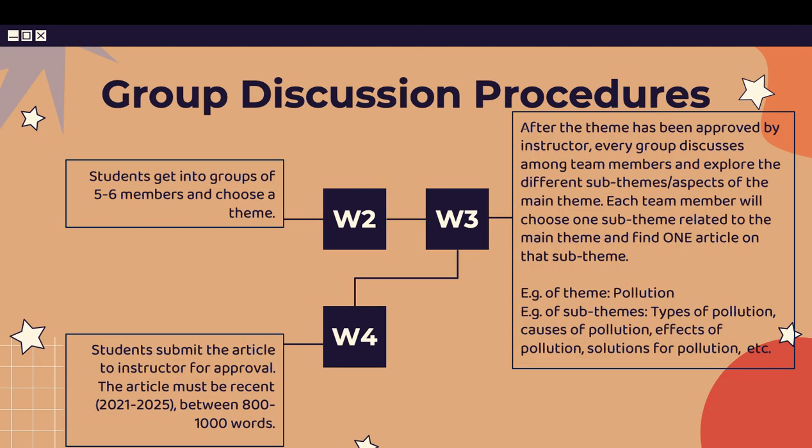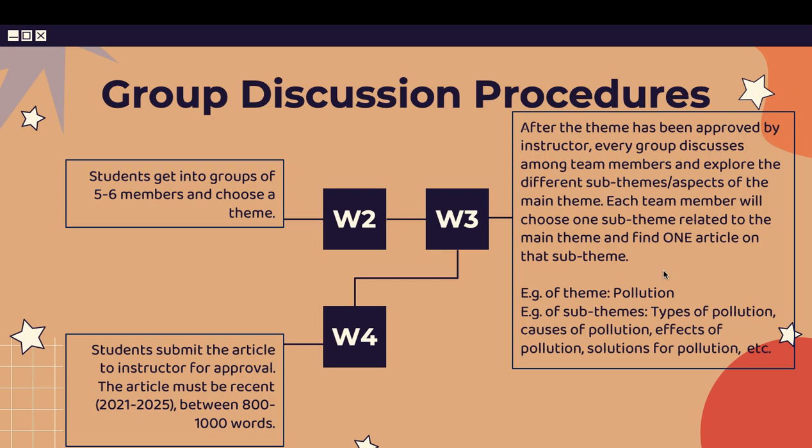So these are the procedures for group discussion, step by step from week 2 up until the evaluation week. During week 2, students should already get into groups of 5 to 6 members, and they have to choose a theme, and then after that the theme must be approved by the instructor, and then they sit down together again and choose a sub-theme for each group member in the group. So they will have to have the same theme but different sub-themes.